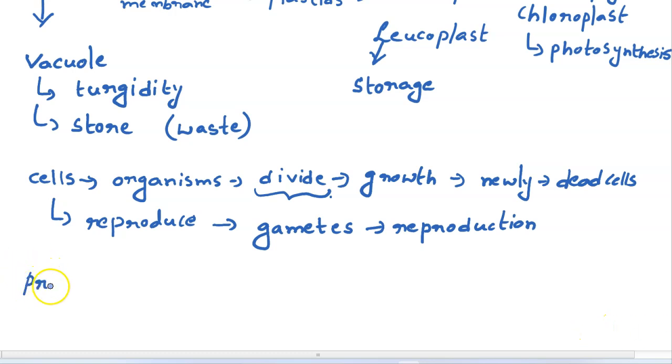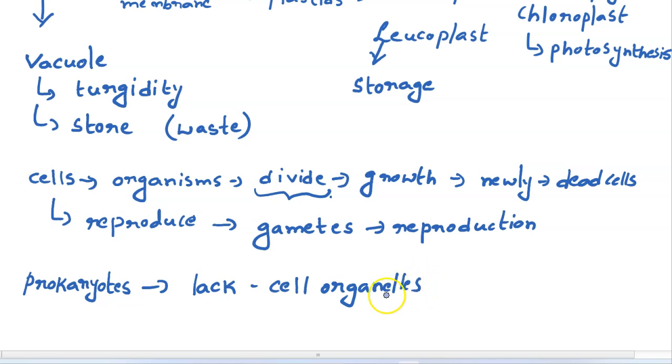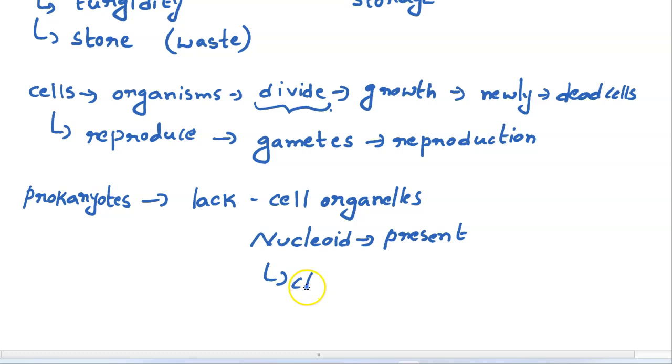Now considering the prokaryotic cells, as we have come across in the cell wall, prokaryotes lack the cell organelles, they lack the membrane bound nucleus, only a nucleoid is present in them. This is not surrounded by the nuclear membrane. The nucleoid consists of a chromosome that is made up of nucleic acid, that is DNA.